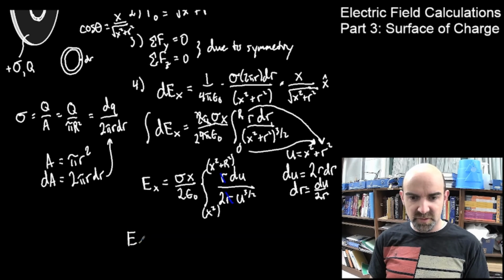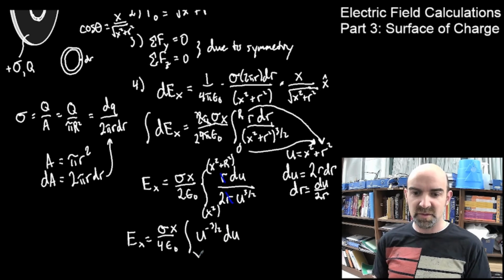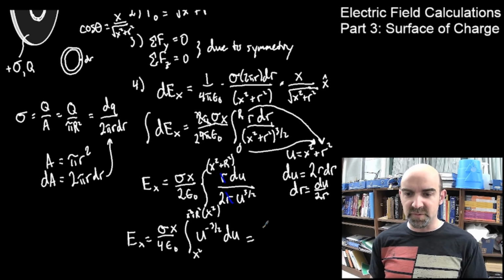I'm ready to continue our integral here. I'm just going to rewrite this. Got sigma x. I'm going to go ahead and pull out that 2 to make this 4 epsilon naught. And now to rewrite the integral, I'm going to make this u to the negative 3/2 du. And that, of course, is really easy to work with. x squared, and we get an x squared plus r squared up there. Okay, let's keep those. After this, we're going to have a sigma x over 4 epsilon naught.